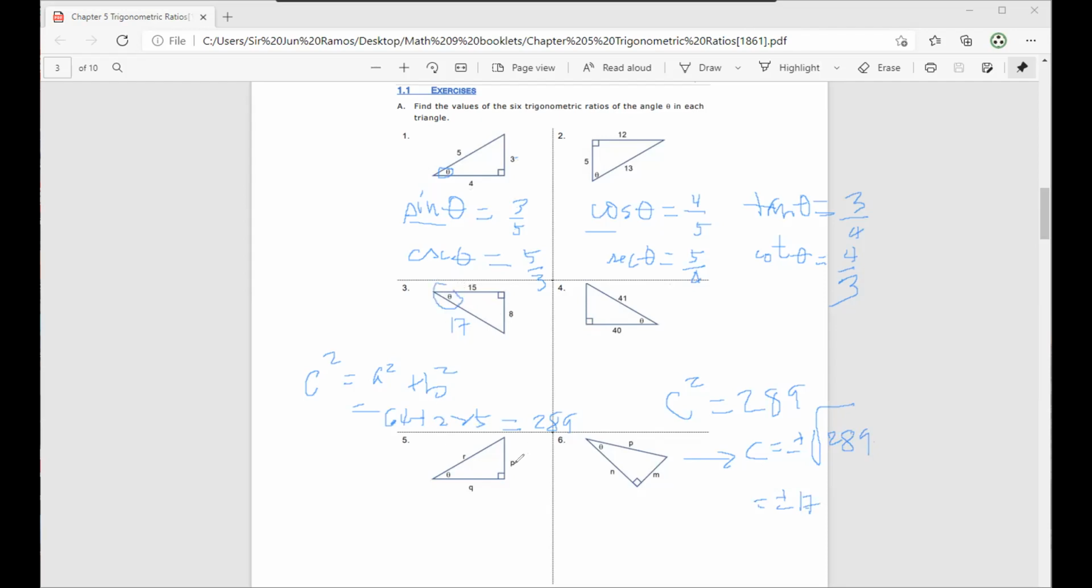Now, for number 5 and number 6, they are in terms of letters. So sine of theta here will be opposite, which is P over R. Cosine will be adjacent over hypotenuse, Q over R. Tangent will be P over Q. Okay, that's all for this video.